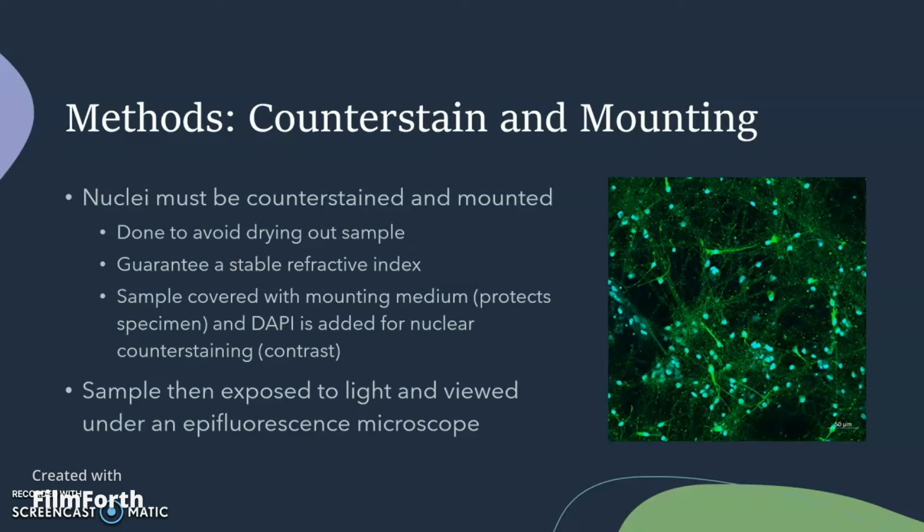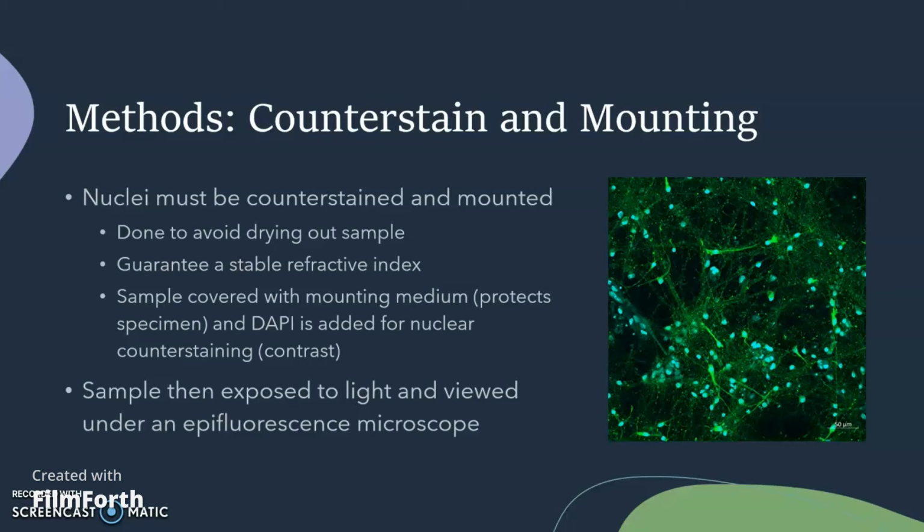And so after this, they must be counterstained and mounted. A mounting medium is added to the specimen, and what this does is protect it from any damage or degradation in this process. And counterstain is added, commonly DAPI, which can be used as contrast so that you're easily able to see the fluorescence in the sample.